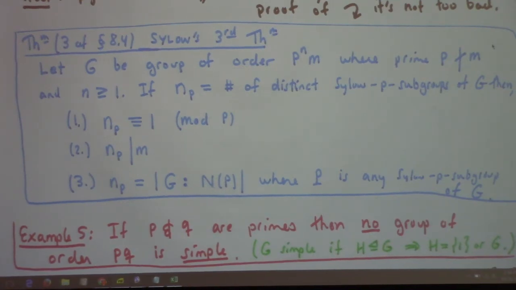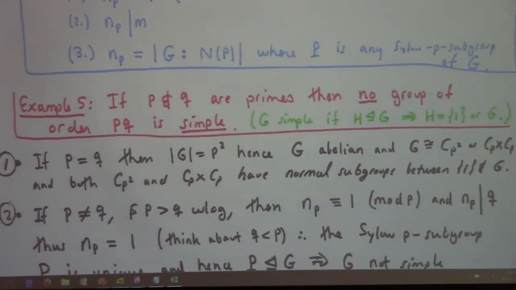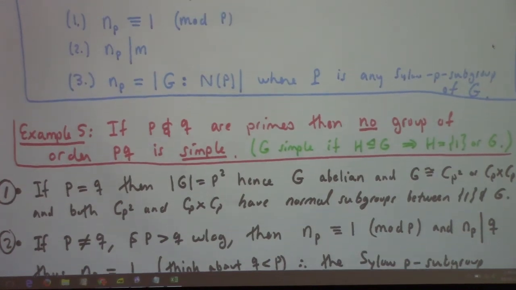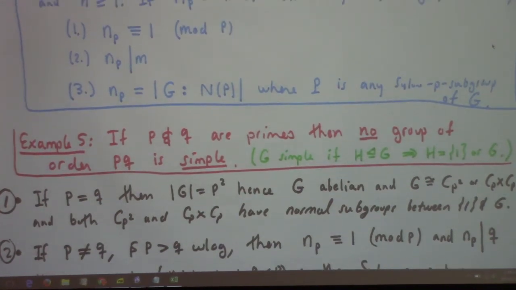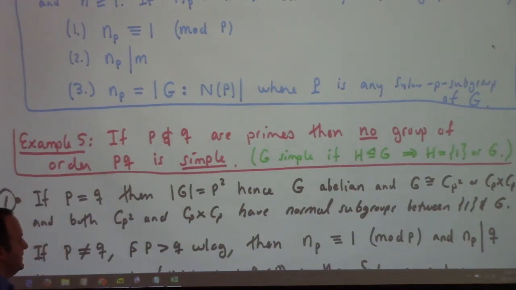And it is a deep and powerful theorem in terms of what it does for chasing down possibilities in group questions. Here's an example of its power. Here, I'm sorry, I'll go back up. You guys are still copying, sorry. So suppose p and q are primes, then no group of order pq is simple.